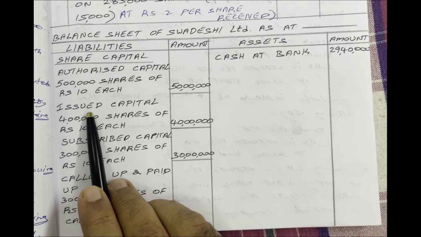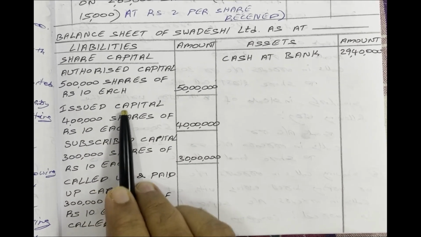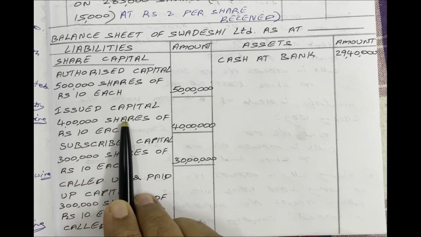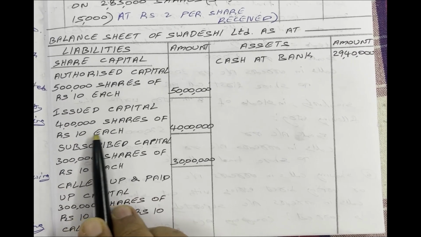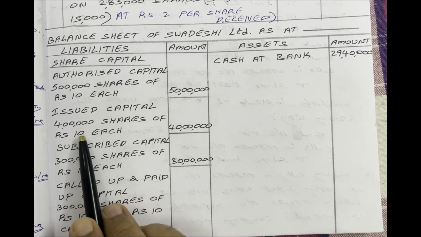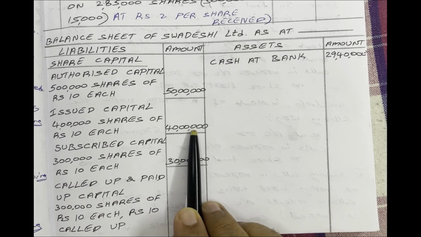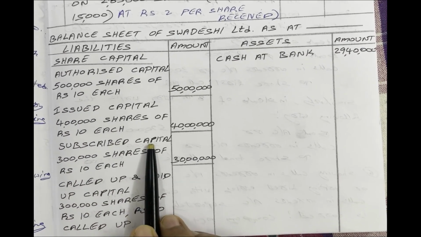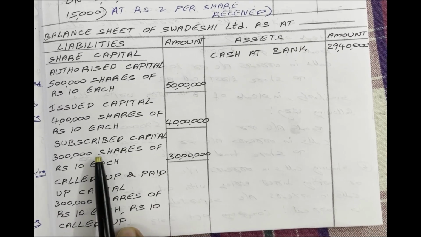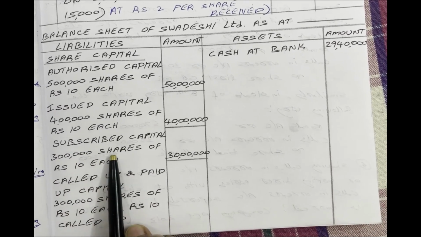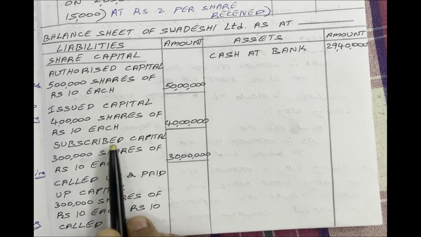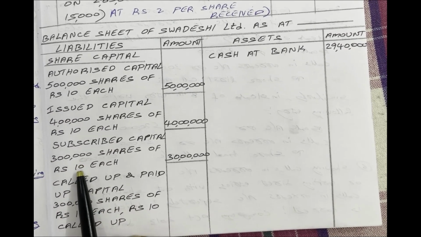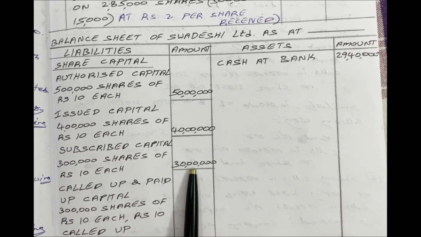Next one, issued capital. In the current year, the company issued 4 lakh shares. Face value of each share is 10 rupees. 4 lakh into 10 rupees, 40 lakh rupees is issued capital. Third one, subscribed capital. In the current year, the public applied for 3 lakh shares. Therefore, subscribed capital is 3 lakh shares at the rate of 10 rupees each, 30 lakh.